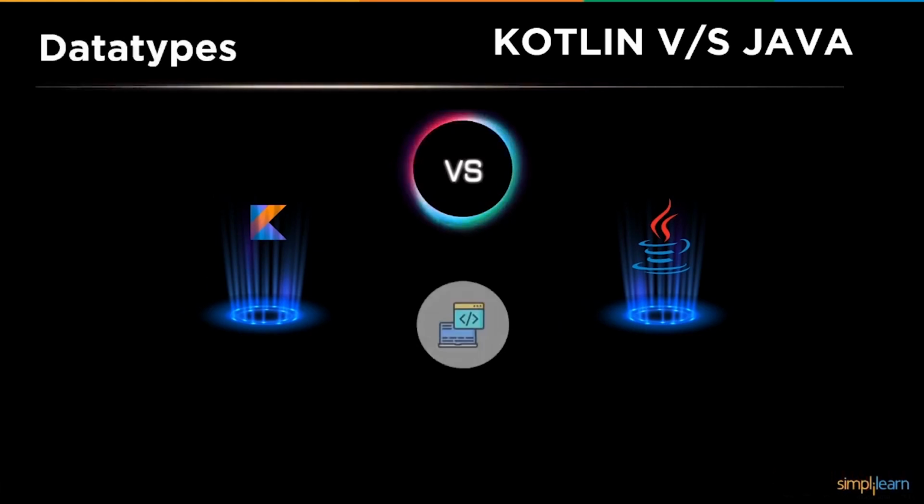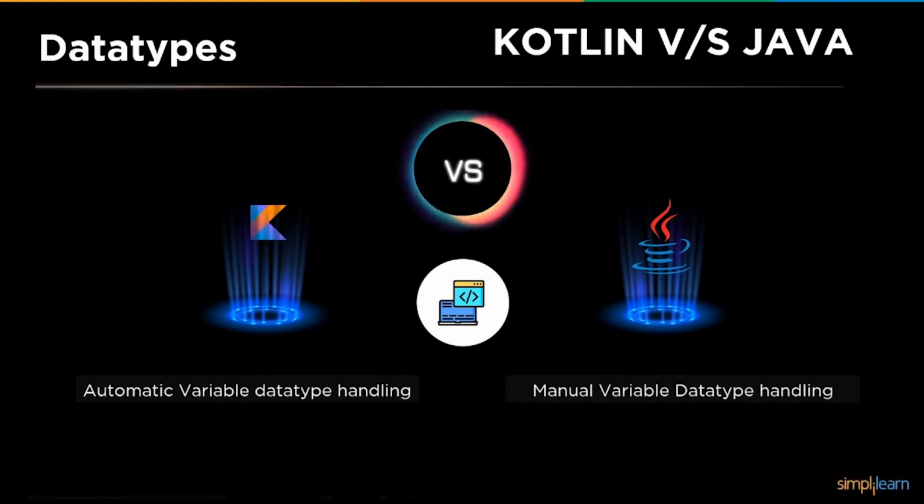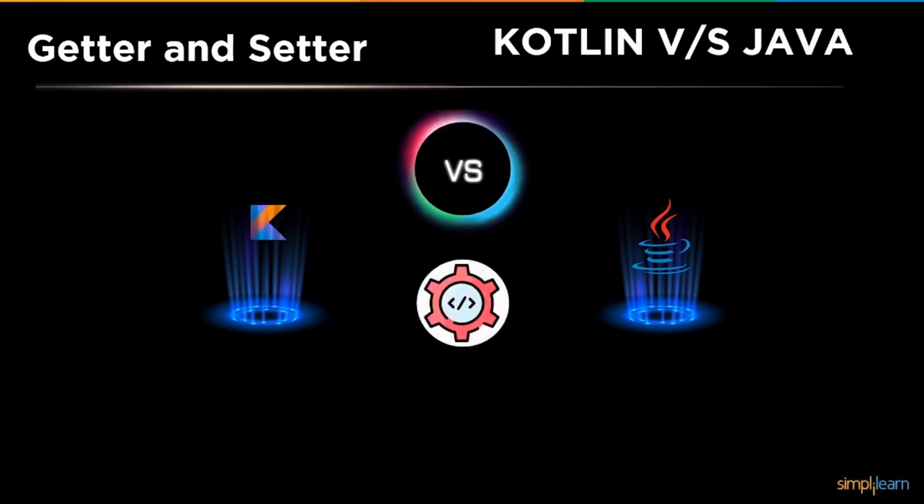Then we have the data types. In Kotlin, we don't need to specify the data type for each variable explicitly, as the assignment will be taken care of by Kotlin internally. While on the other hand, in Java, we need to specify the type of each variable explicitly at the declaration stage. And lastly, the getter and setter methods.